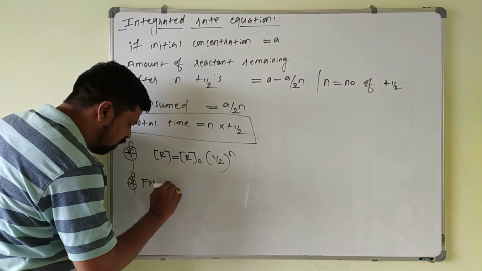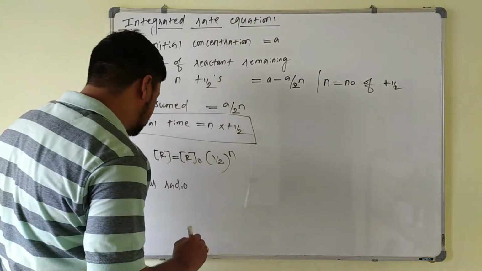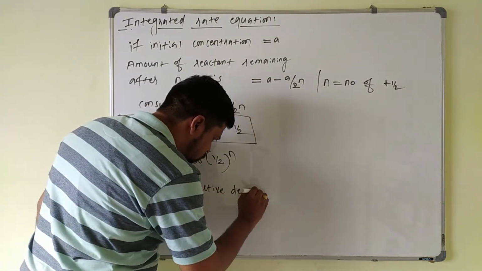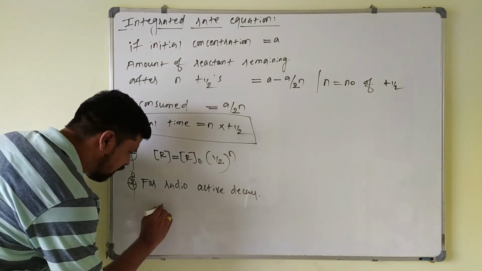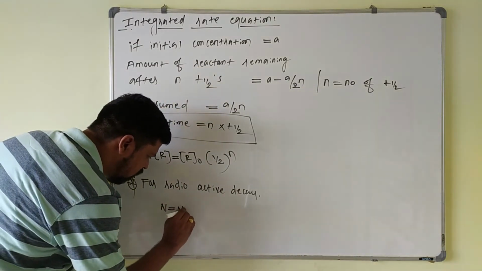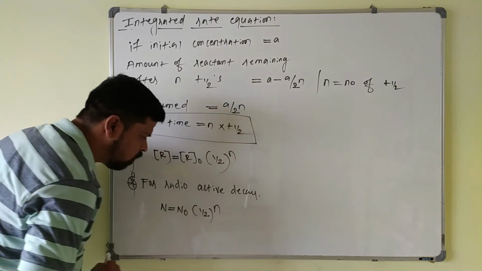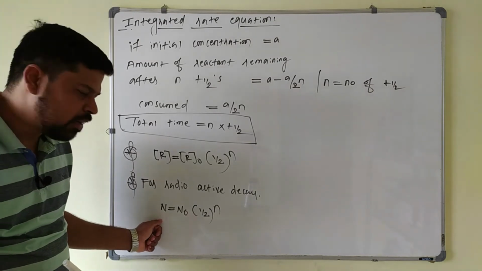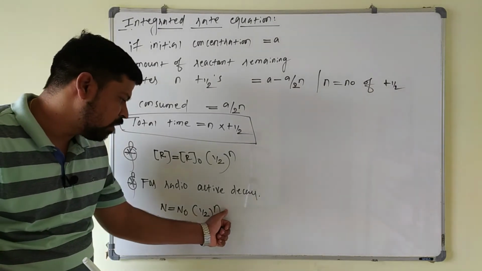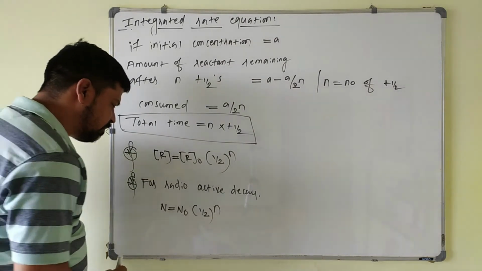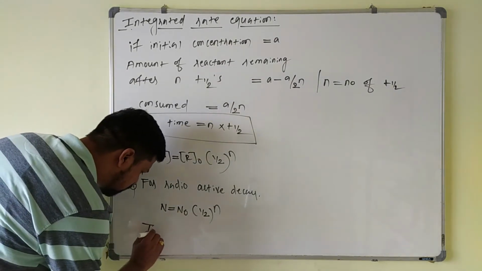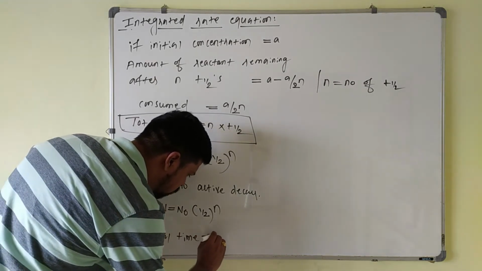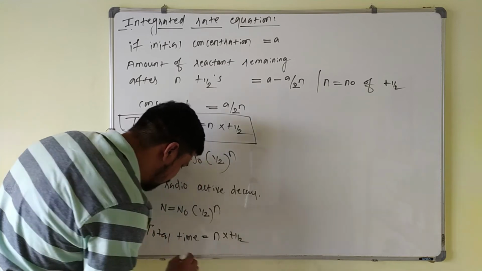Because radioactive decay also follows first order, the formula will be the same, that is N is equal to N naught into 1 by 2 raised to n. This is the amount left after some time, this is the initial amount, and n is the number of half-lives here. Again here also the total time taken is equal to n into T half.